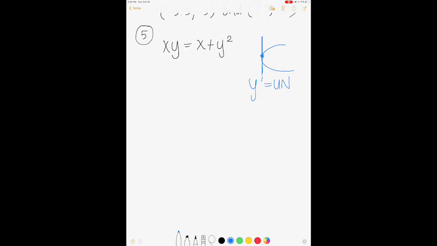So let's take the first derivative. We're going to have to do product rule on the left. We've got our first times the derivative of the second plus the second times the derivative of the first. The derivative of x is 1, and the derivative of y squared is 2y times y prime. So we have x y prime plus y equals 1.